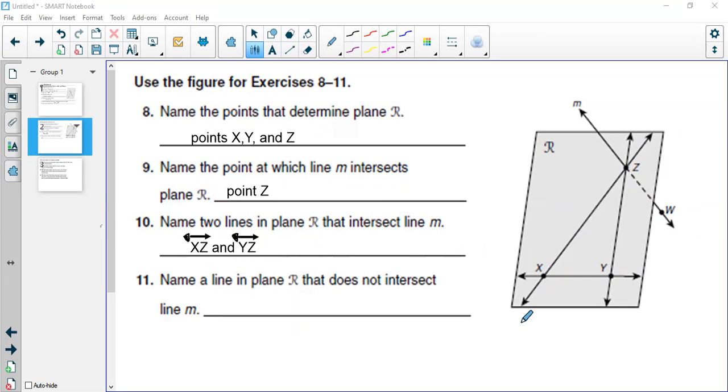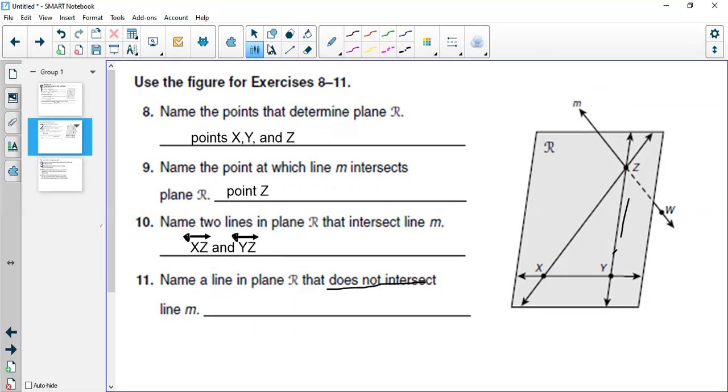Again, we are referring to plane R. We are only referring to what's inside, that does not intersect line M. There you go. So they want you to find a line which does not intersect, which does not cross line M. So which line on plane R is not intersecting? Of course, line XY, because XY is here and line M is here.